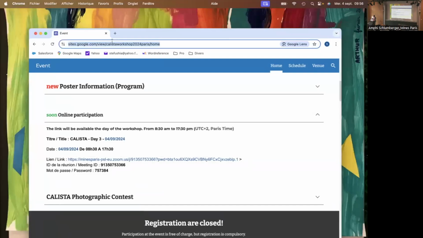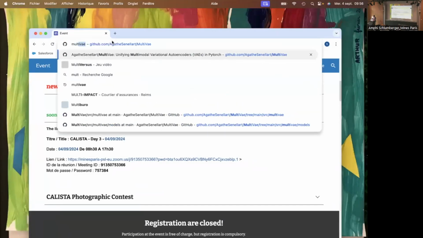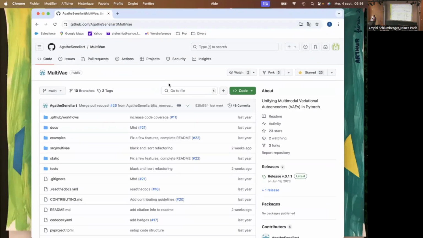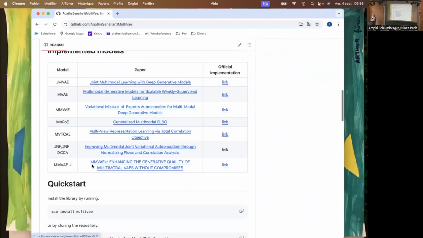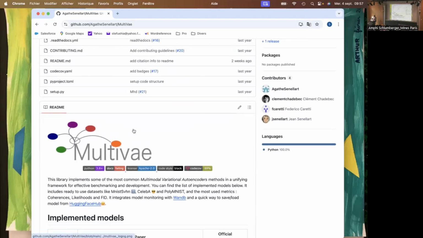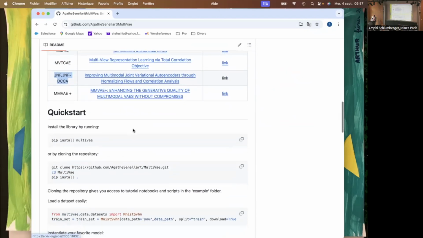So to be able to compare all these multimodal models, and hers is here. This is Agathe's production, the way to improve the joint variational autoencoder. So to be able to compare to what happens to appear in the literature, you have this library.